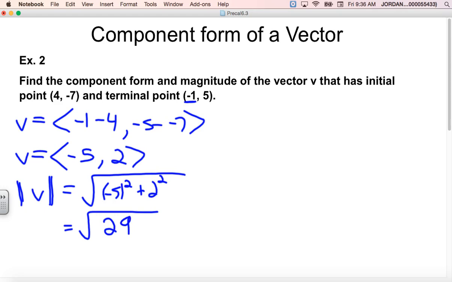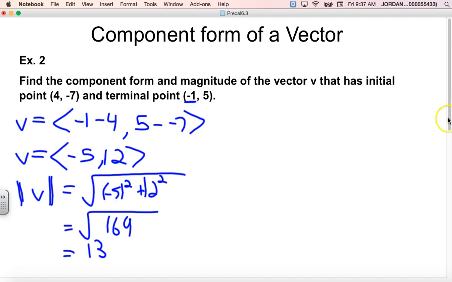All right, so was that right? Oh, I did -5. My fault. That's +5. 5 minus -7 should be 12. So you've got 12 squared, which is really going to be the square root of 169. My fault, which ends up giving you 13. Sorry if you had to erase that. I caught my mistake though. So there's your magnitude of that vector, and the component form is -5, 12, not -5, 2.